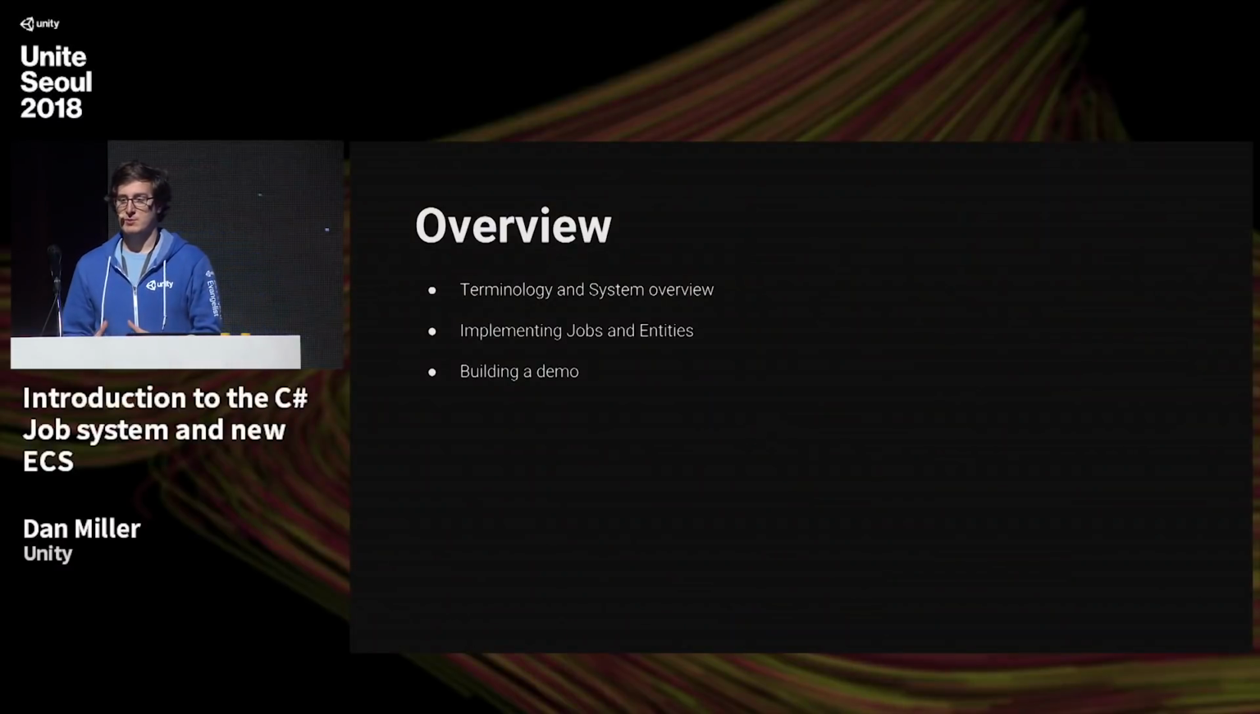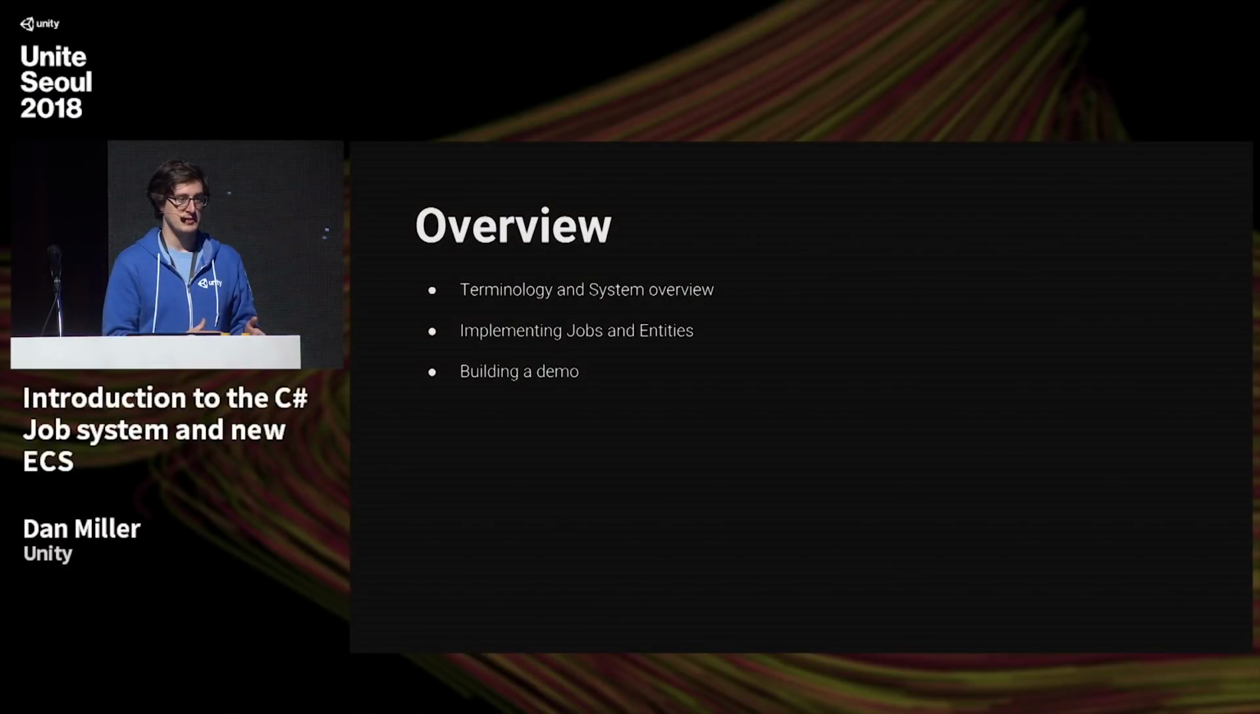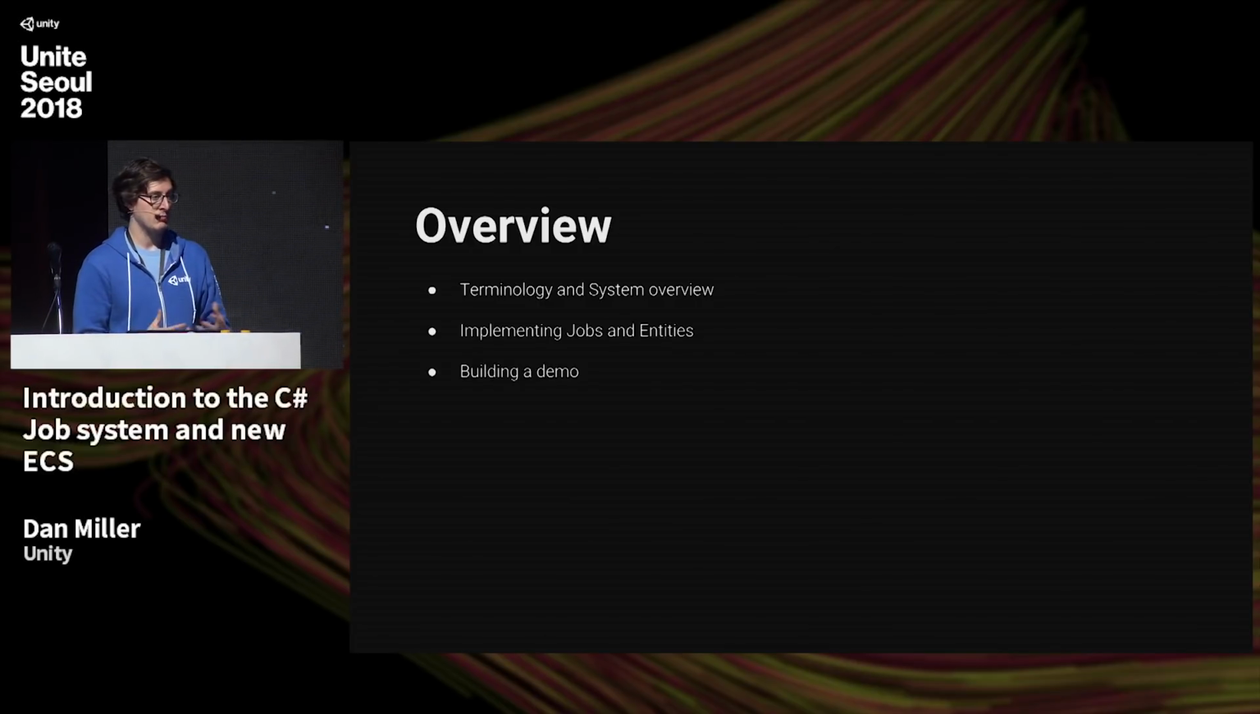So today I'm going to be going over a couple things about the ECS and the C# job system. First, I'm going to be talking about some terminology and system overviews. Next, I'm going to be talking about implementing jobs and entities. And lastly, I'm going to build a project around the ECS and the C# job system together, and we'll be able to visualize the performance benefits from the new system and the old.